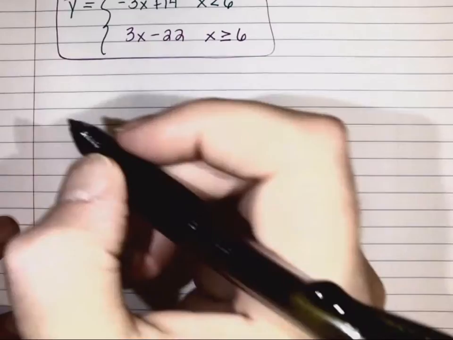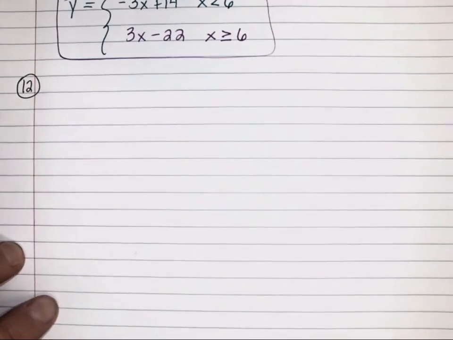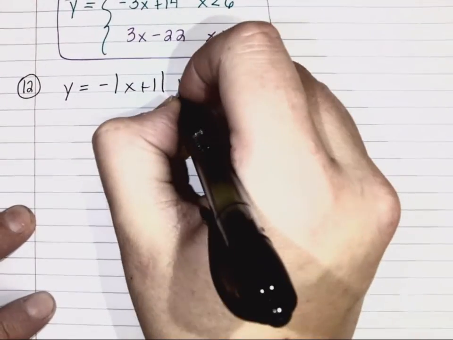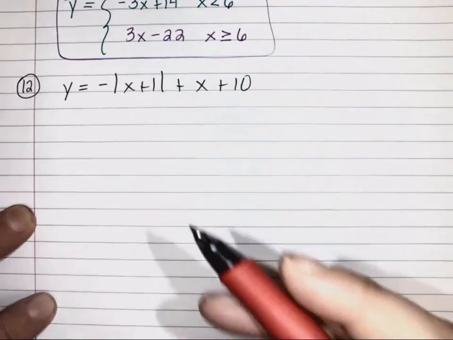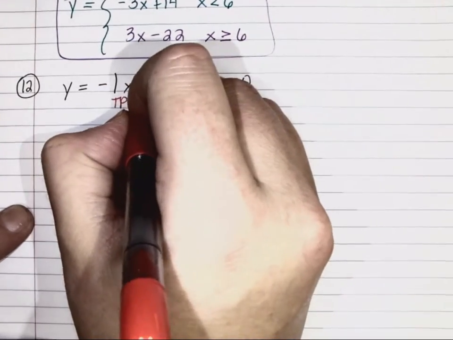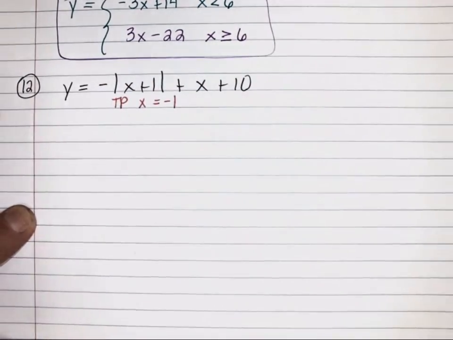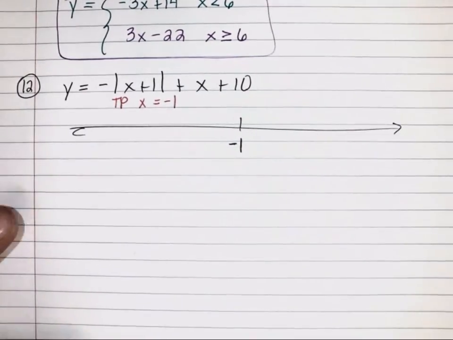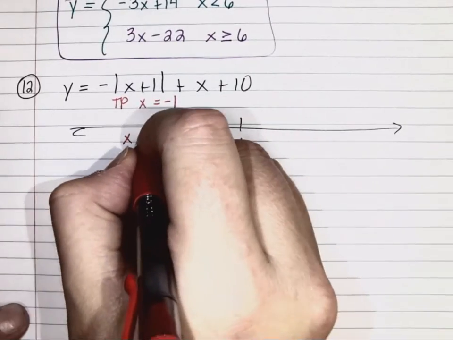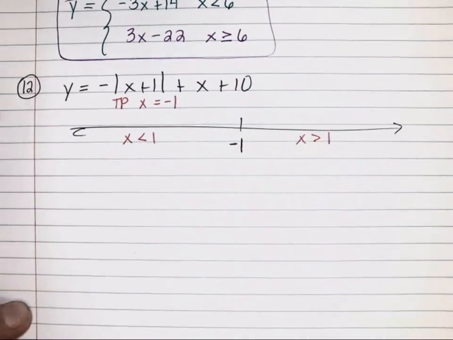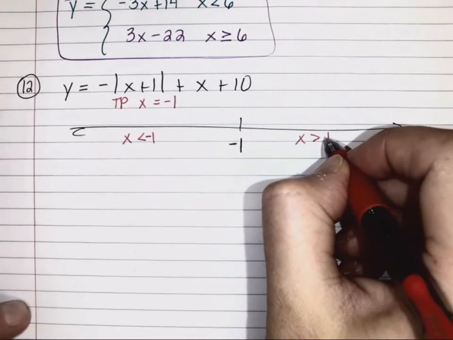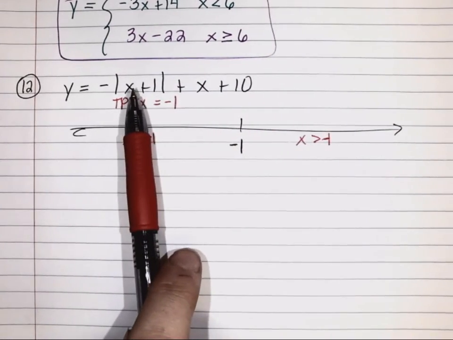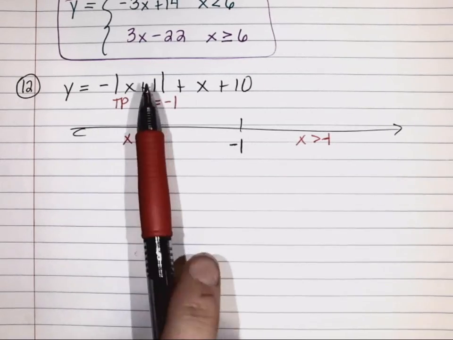Okay, number 12. Rewrite this without absolute value. So let's determine our turning point. Turning point is going to be negative 1. And let's see what happens when we plug in numbers that are less than negative 1. Let's see what happens when we plug in numbers greater than negative 1. When you plug in numbers less than negative 1, such as negative 5, negative 6, notice it's making that negative.